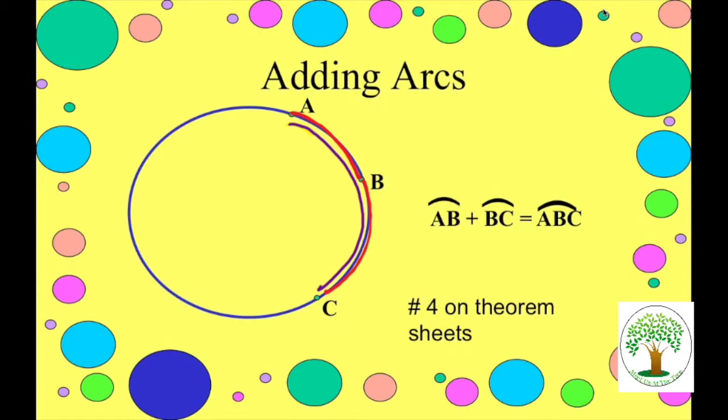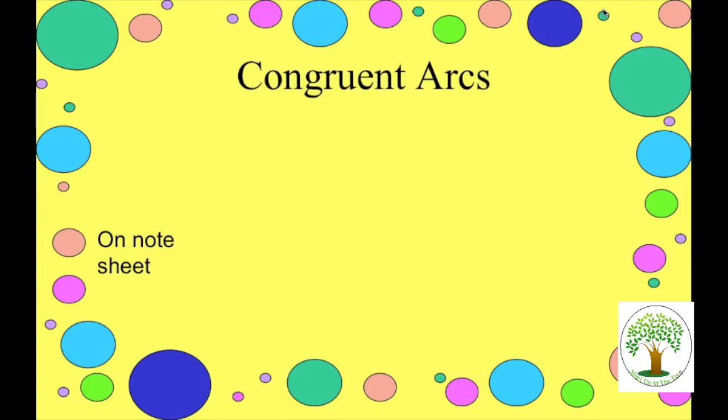And because I called it a theorem, which I shouldn't have. Your theorem sheet does say a theorem. Okay, this is number 4, adding arcs. Here's the congruent arcs that you were asking for. This is your note on your note sheet.